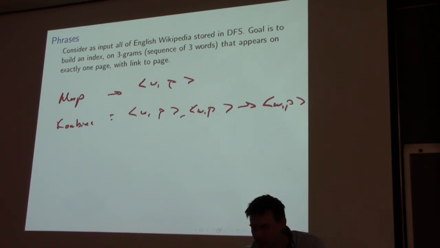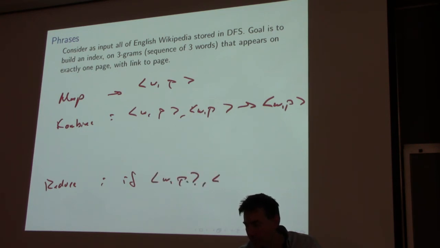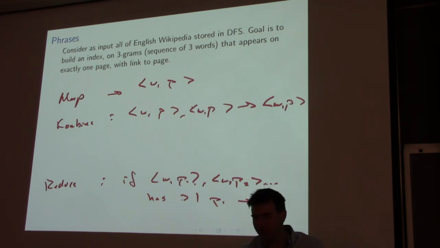And then on the reduce, I say if the sequence has more than 1 distinct page, then I return nothing.